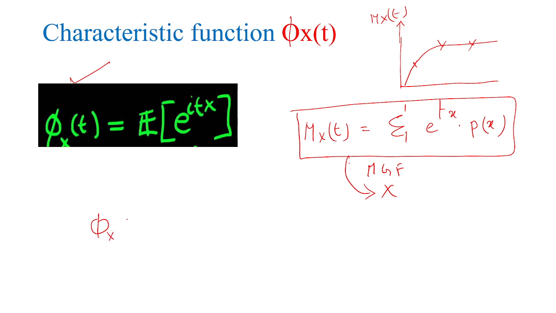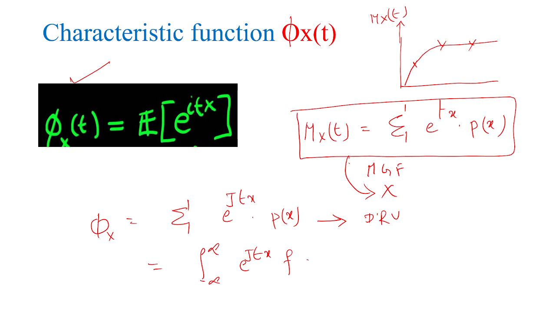So phi x of t for a discrete random variable is defined as e power jtx, multiplied with p of x. So this is an averaging process for a special case. If it is a continuous random variable, we can write it like this: e power jtx multiplied with the density function f of x dx. This is for a continuous random variable.